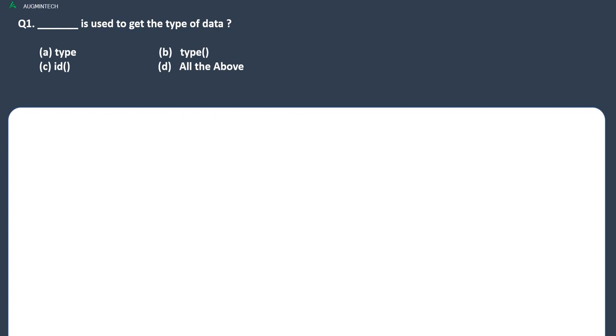Now let's have a look at the answer to this. Answer is option B, type function. So type function is used to get the type of data, or type function returns the type of the data, whether it is integer, whether it is float, whether it is boolean, and so on.